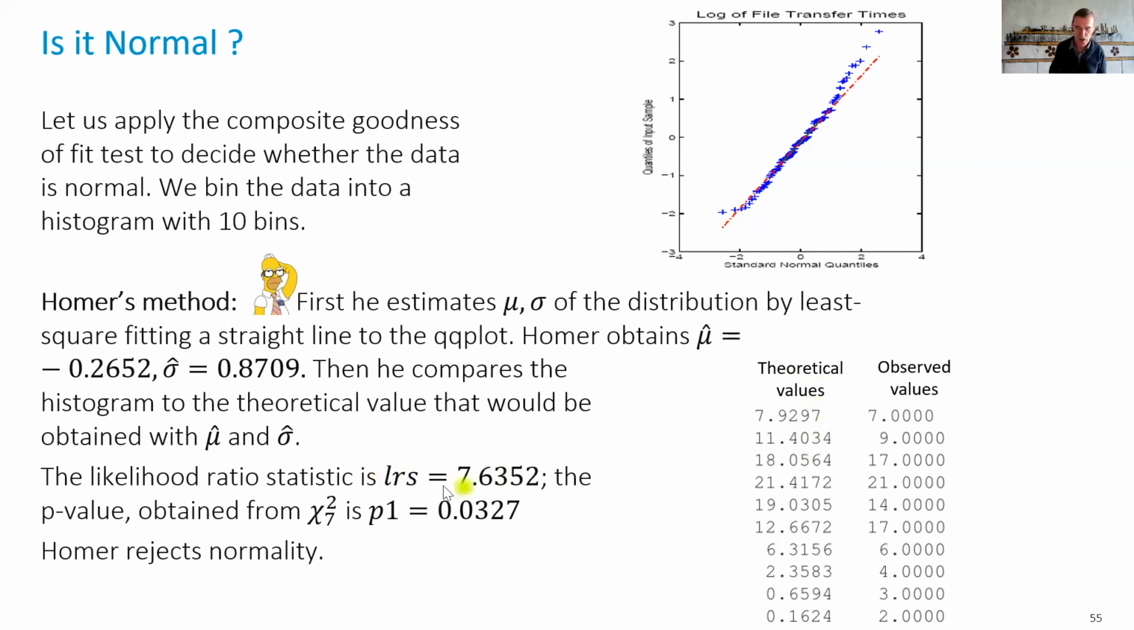I apply this likelihood ratio statistic. I use an asymptotic formula. I need to find the number of degrees of freedom. If I have 10 bins here, I have 9 degrees of freedom for the general model. I have 2 degrees of freedom for mu and sigma. Therefore, Homer uses chi-square 7 and obtains this p-value here. This p-value is small, not too small, but it's less than 5%. Therefore, Homer rejects normality. So Homer says this data is not normal, doesn't look Gaussian.